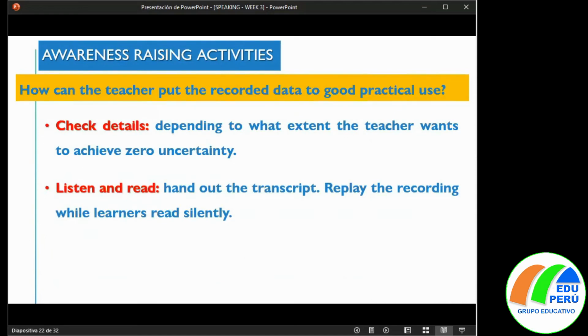The other one is listen and read. This is the most common that we use. And now the transcript, replay the recording while learners read silently. Okay? Notice, they read this silently. You replay the recording, the audio, and the learners read this audio or this script silently. Okay? So you give the transcript. Notice, you're using the transcript and they can read it. No, they can read it.